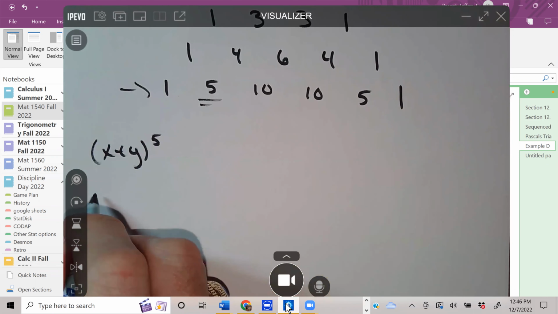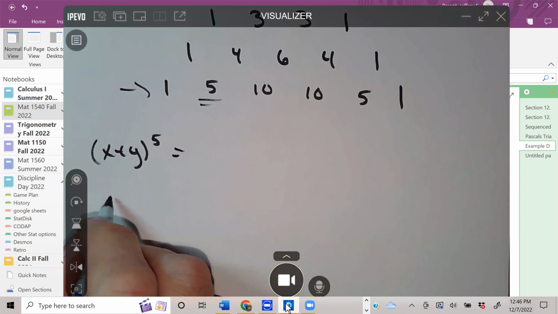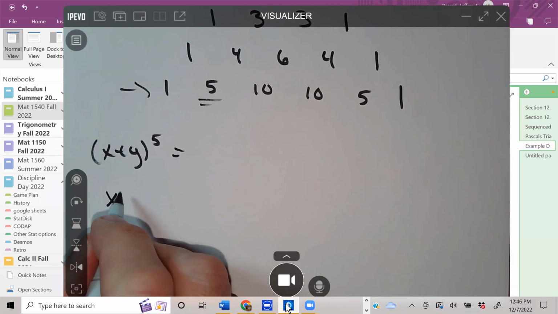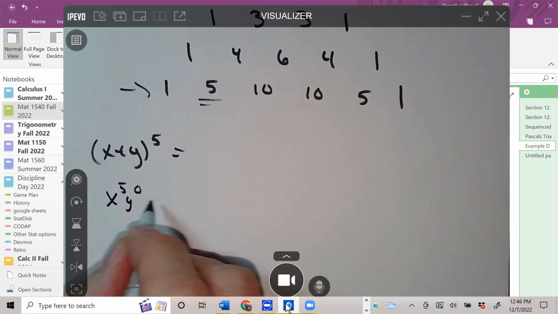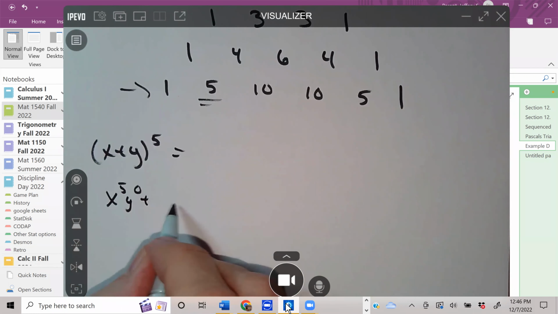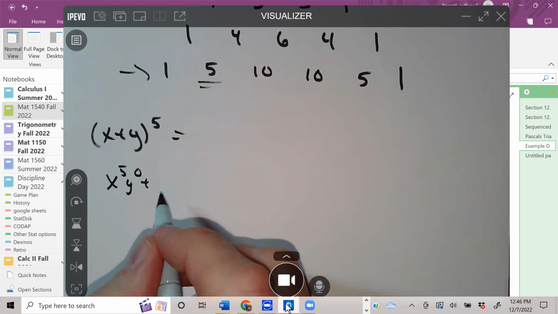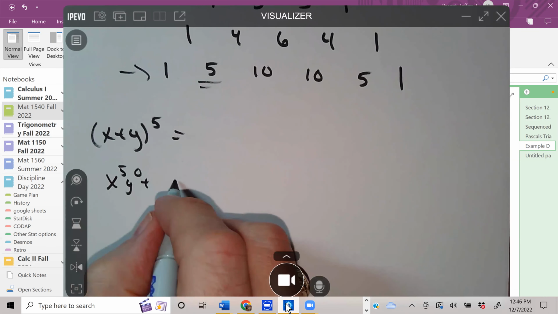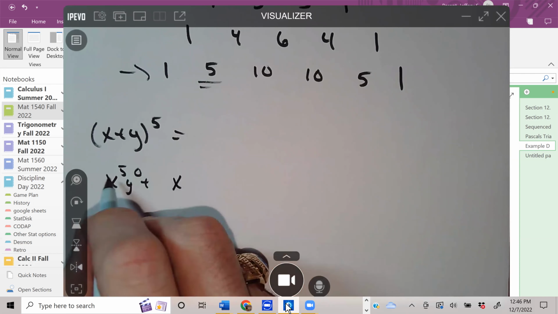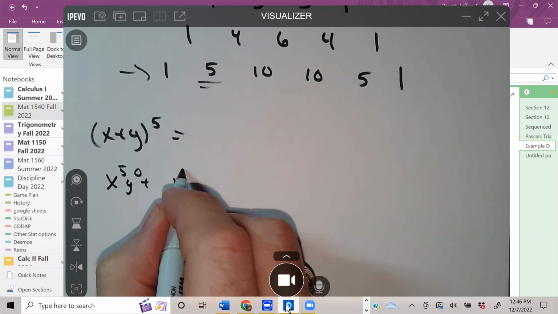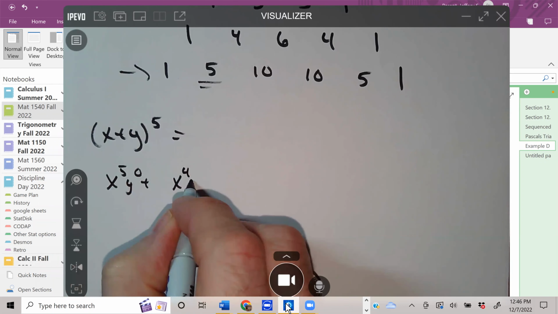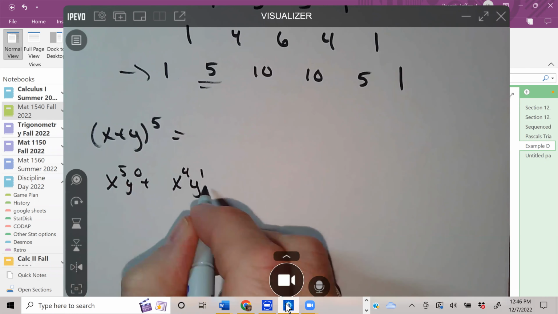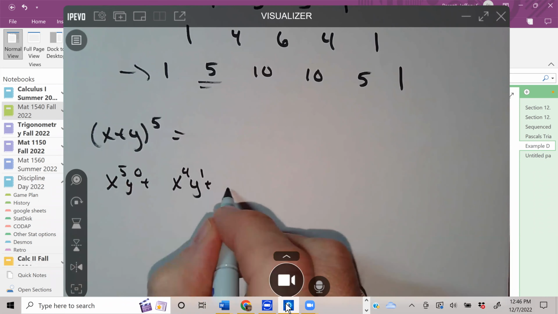Now, we'll do it this way. Let's start out by writing all the powers of x and y. So it's going to be x to the 5th, y to the 0, plus. Now leave a little space here. I'm going to need to fill that in. And then the powers on x decrease and the powers on y increase. X to the 4th, y to the 1st, plus. Again, leave a little space here.